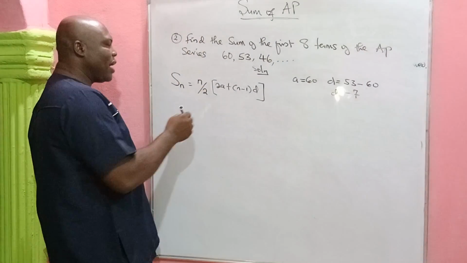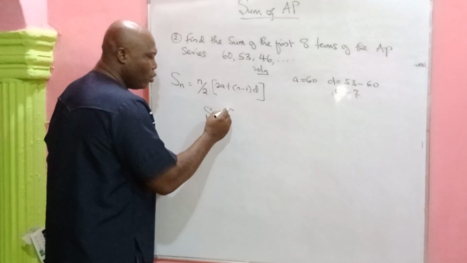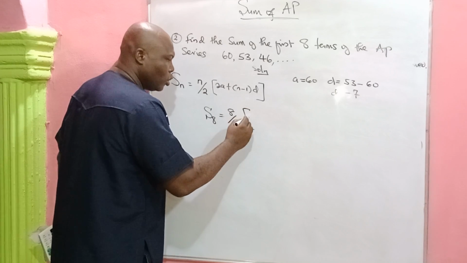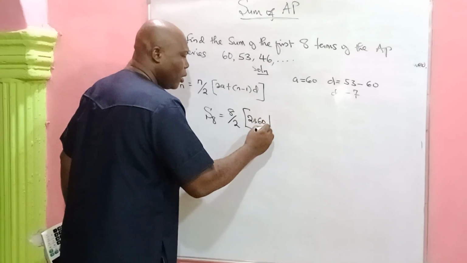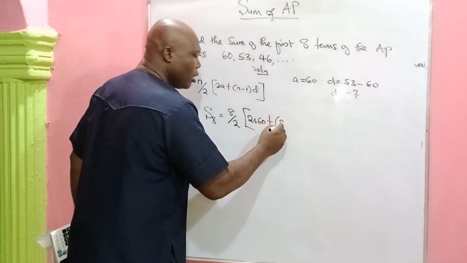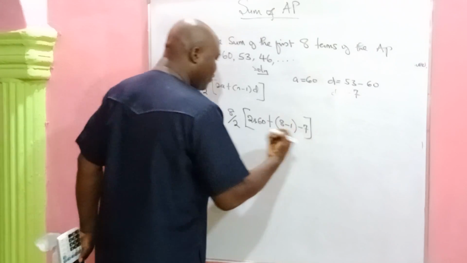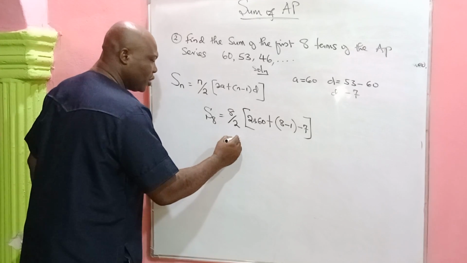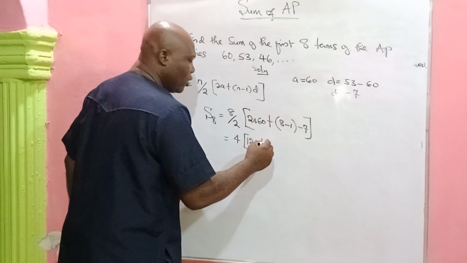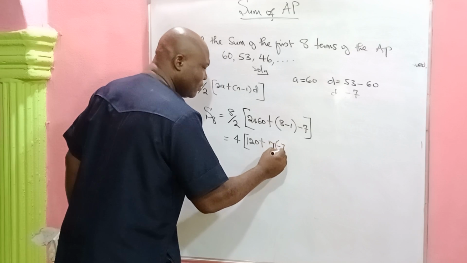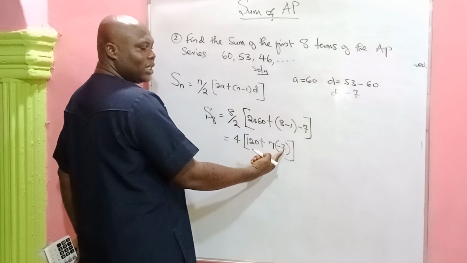Alright, so now we need to find the sum of the first 8 terms. The sum of the first 8 terms will be n, which is 8, all over 2 into 2 times a, the first term, which is 60, plus n, which is 8, minus 1 times the common difference, which is minus 7. Alright, so we need to find the sum. So 8 divided by 2 will give us 4 into 2 times 60 is 120, plus 8 minus 1 is 7 times a negative 7. So our 8 minus 1 is 7, and we are multiplying it by the common difference, which is minus 7.